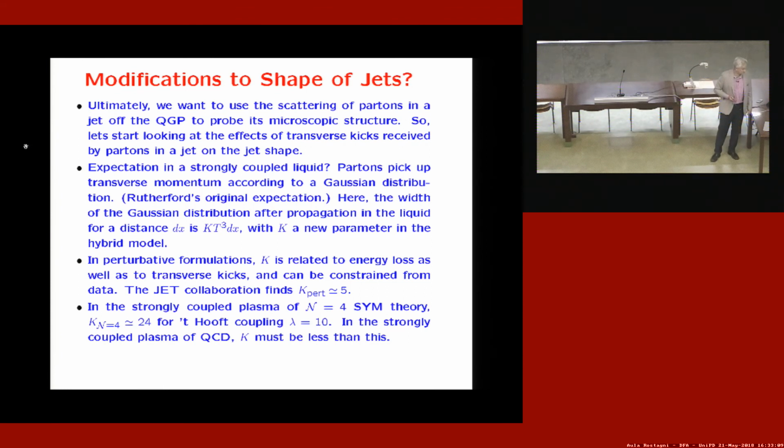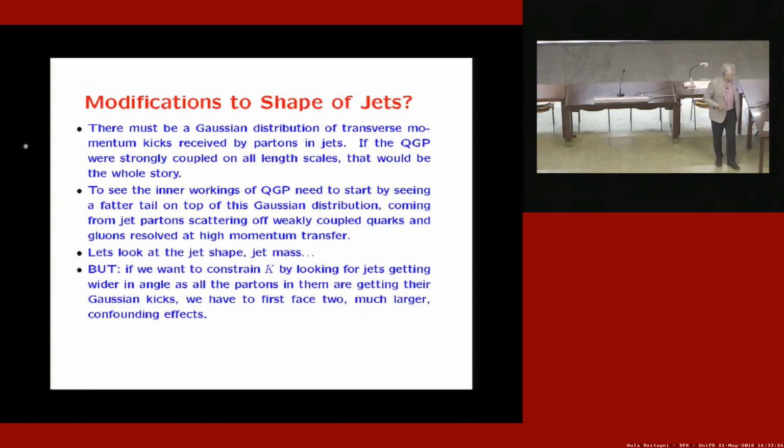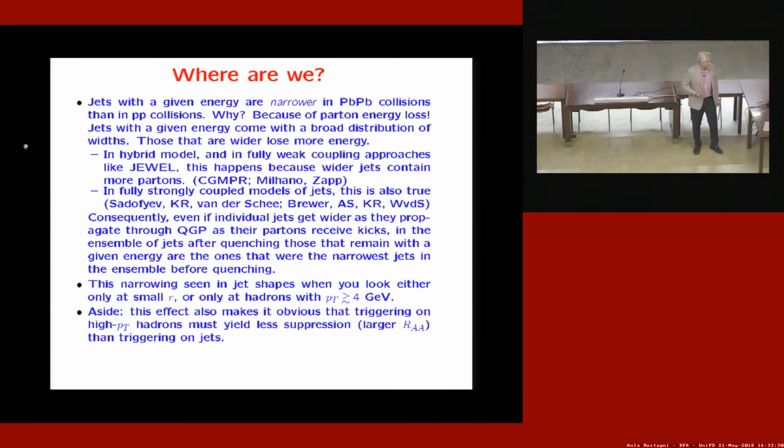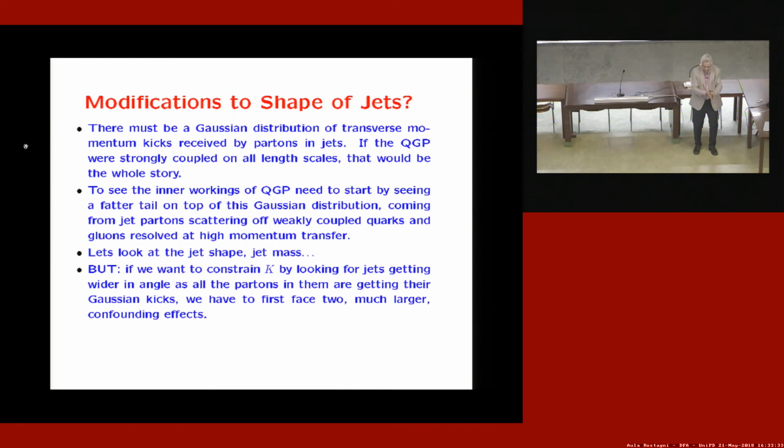But first, before we look for any large angle scattering, there should be a Gaussian distribution of kicks, because this liquid, as you plow through it, even if you don't see hard scattering, should give you soft momentum transfer. There should be a Gaussian distribution of kicks. And so we're going to look for that first, and we'll do it by looking for broadening of the jets. Seems reasonable, right? I've got a spray of particles. They're all getting softly kicked. It should get a little wider.